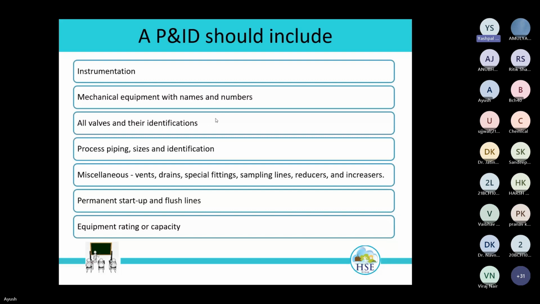Permanent startup and flush lines. Sometimes suppose there are some temporary arrangements also in the process, so that also we can mention through the P&ID. So this particular line is for startup, for flushing, for draining. Equipment rating or capacity, of course, that is the basic requirement. Next slide, please.